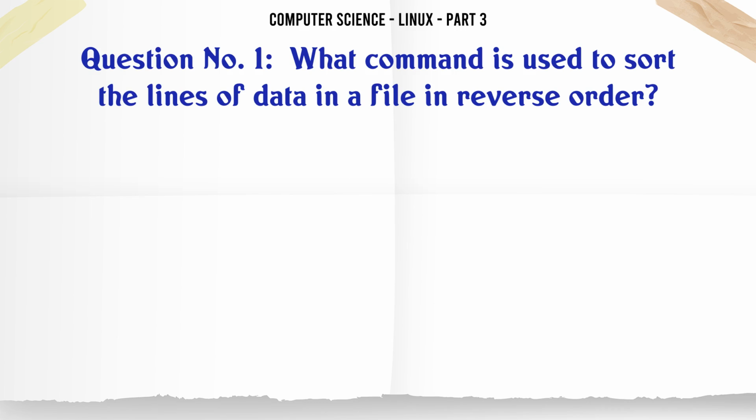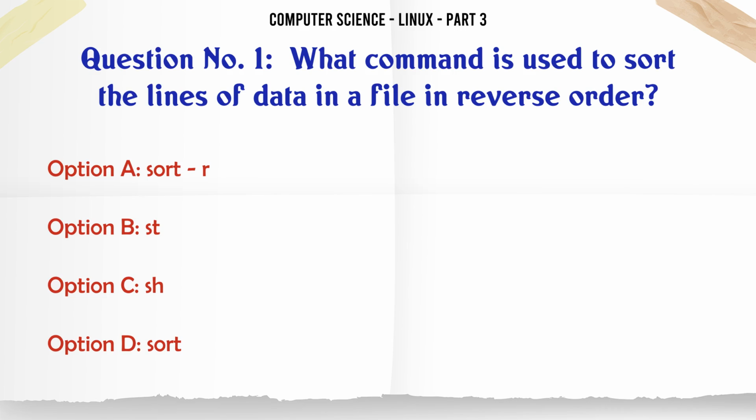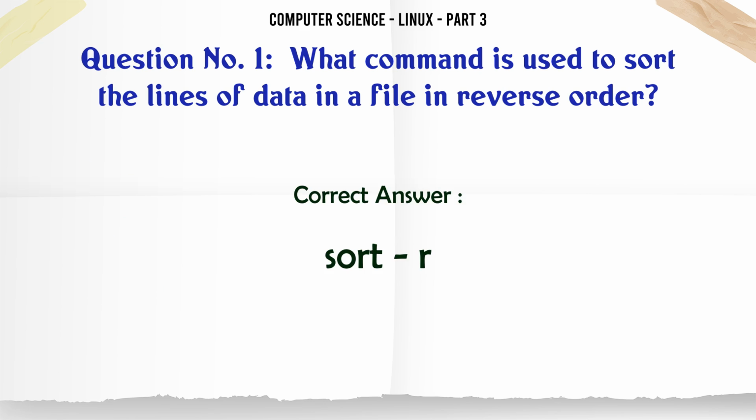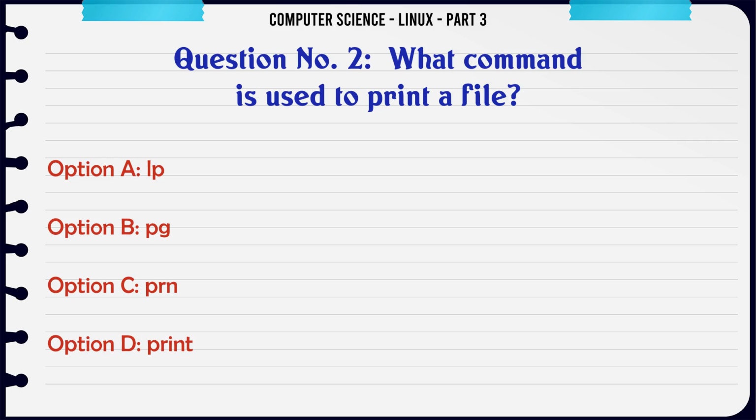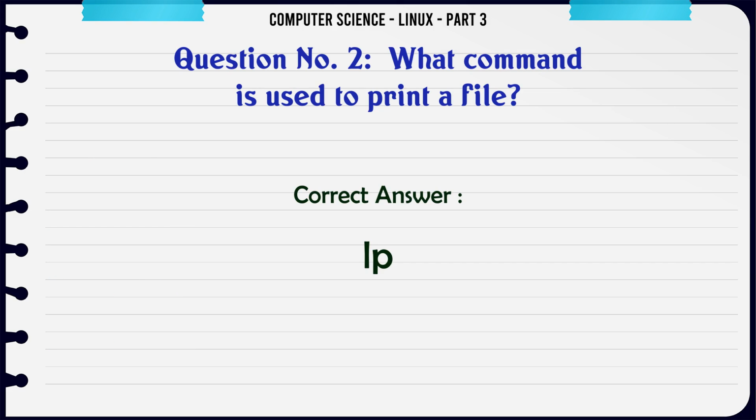What command is used to sort the lines of data in a file in reverse order? A. sort -r. B. sent. C. sh. D. sort. The correct answer is sort -r. What command is used to print a file? A. lp. B. pg. C. prn. D. print. The correct answer is lp.